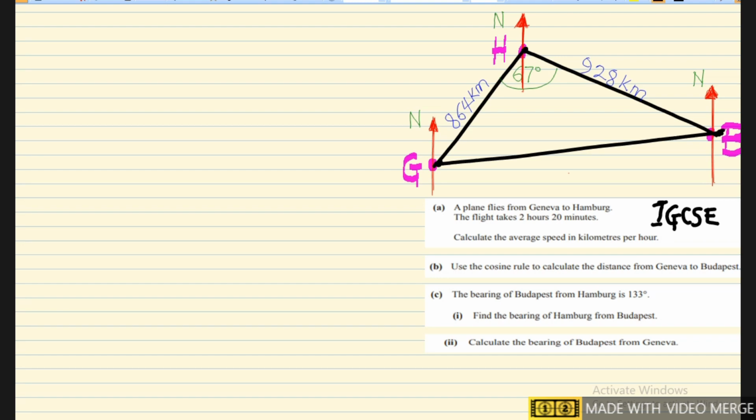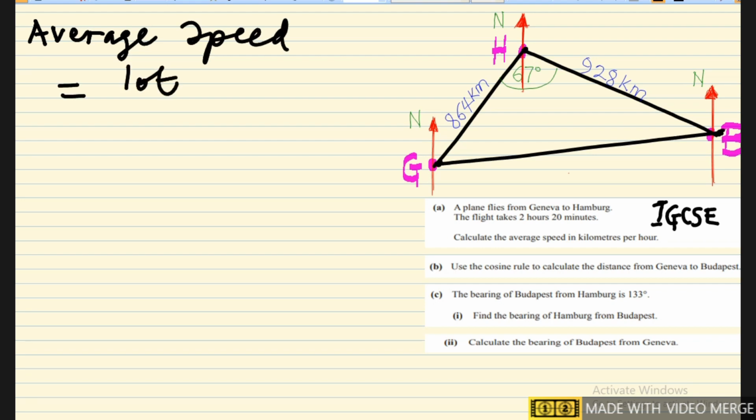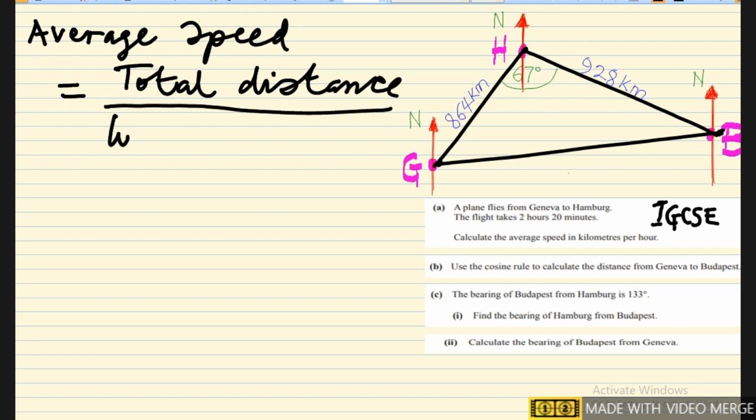Let's use our average speed formula: average speed is equal to total distance divided by total time taken. First, we need to convert the unit of time, because we can see 2 hours 20 minutes, and we want our speed in kilometers per hour.